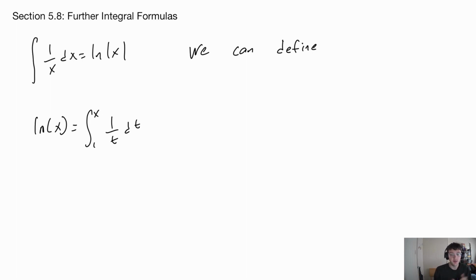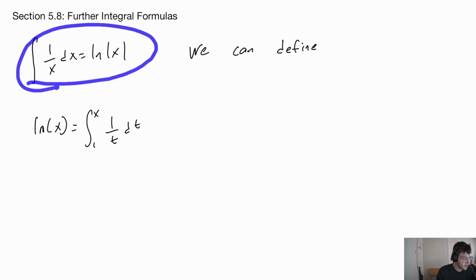So section 5.8, Further Integral Formulas. We've already covered a lot of integral formulas, but we're going to cover just a few more before we finish things out. There are a few more derivatives that we know. We're going to try and find the antiderivatives related to those. First things first, starting off really weird.